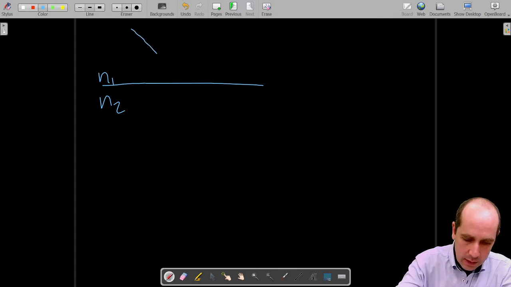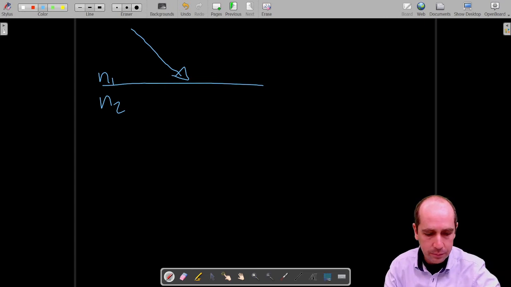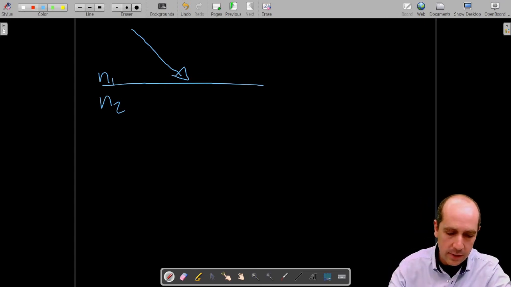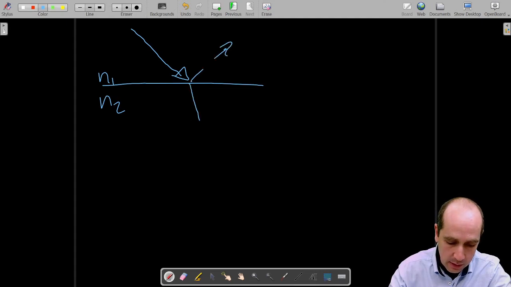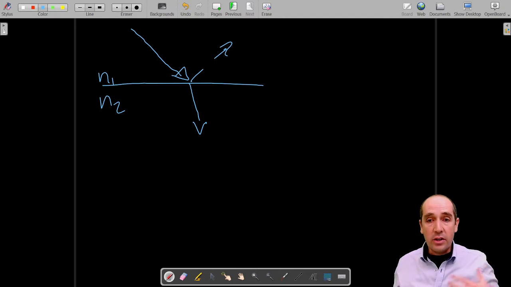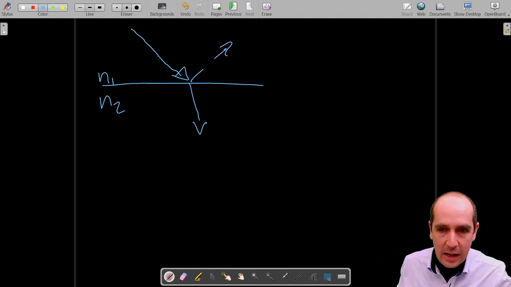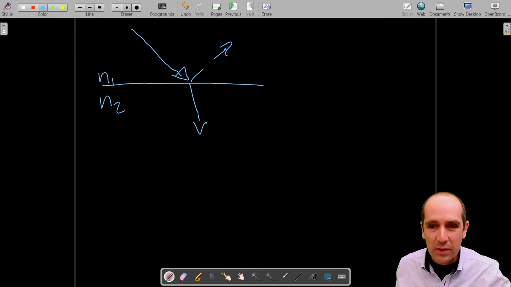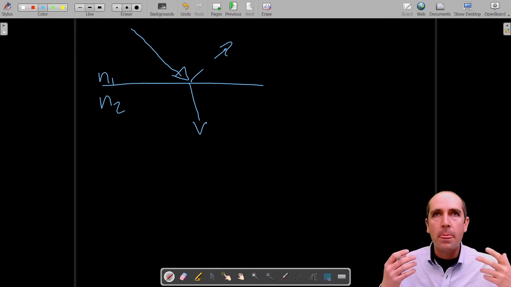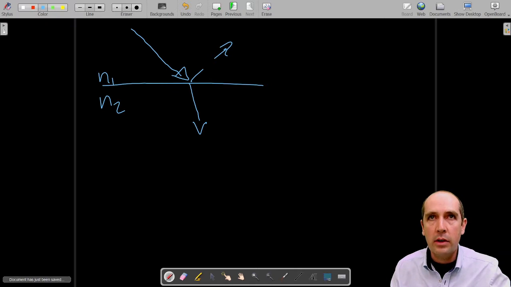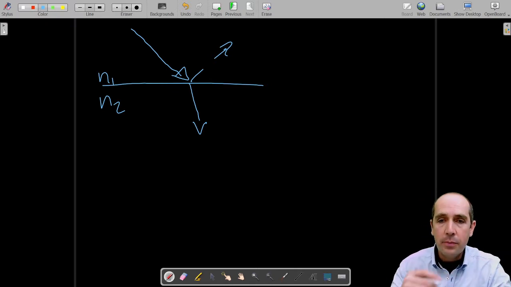what happens when an electromagnetic wave comes into this interface? Well, what happens is that part of this radiation will be reflected, part of this radiation will be transmitted, and the question is, how does that happen? And many of you will have heard of Snell's law, but let's try to see where Snell's law comes from.